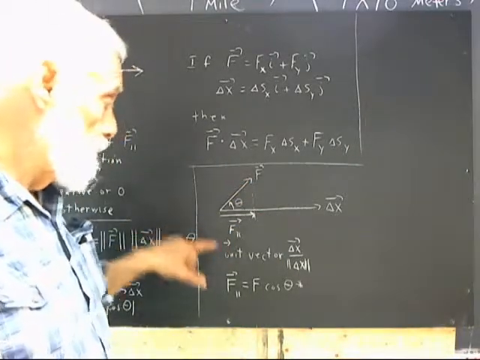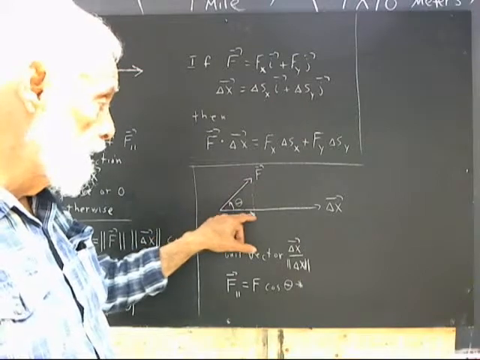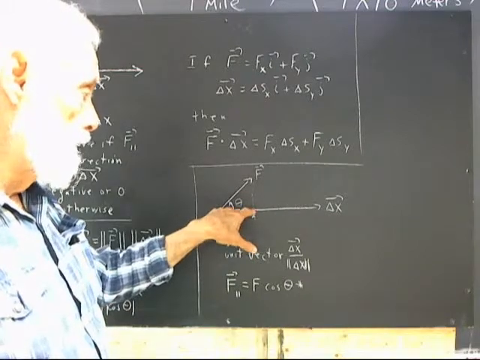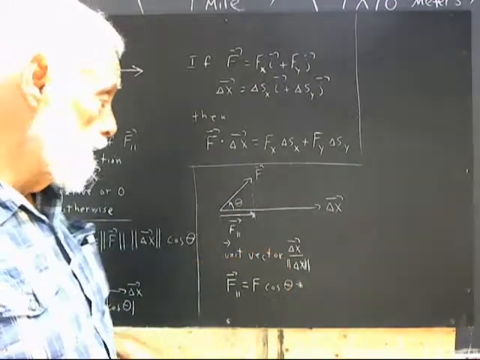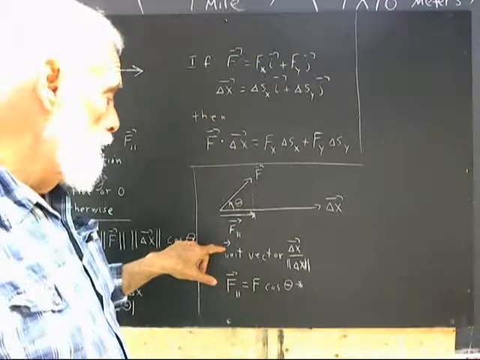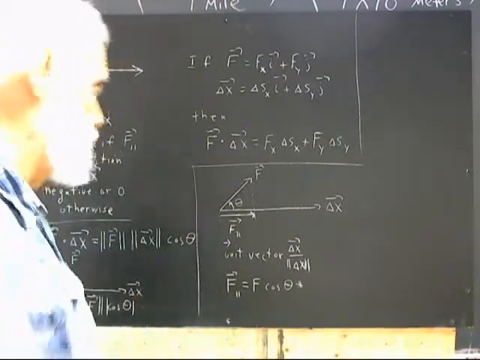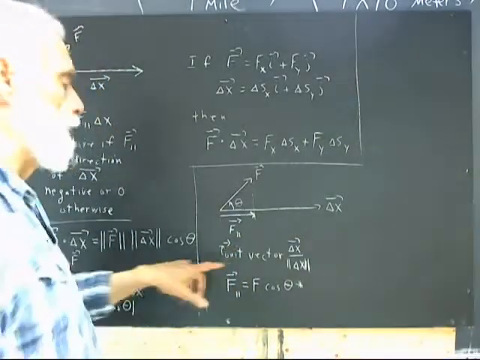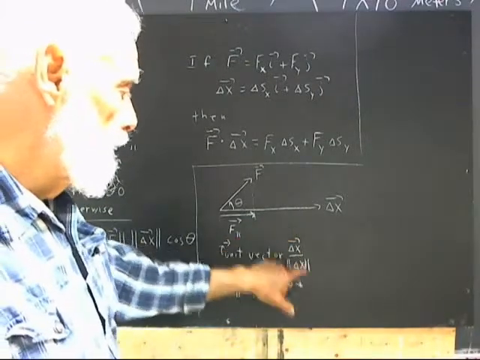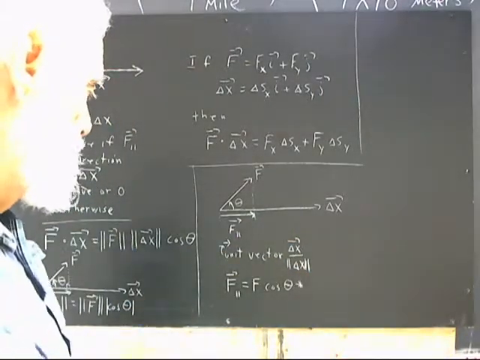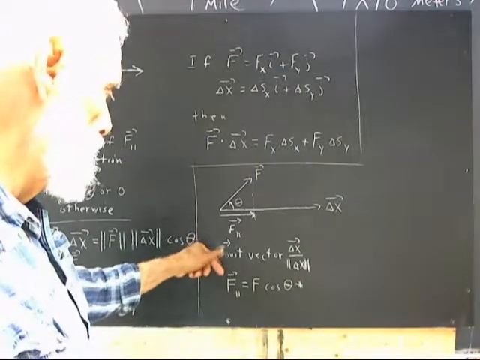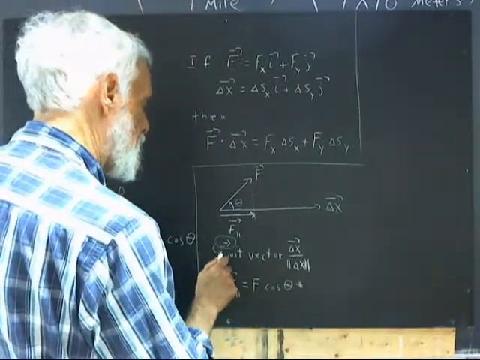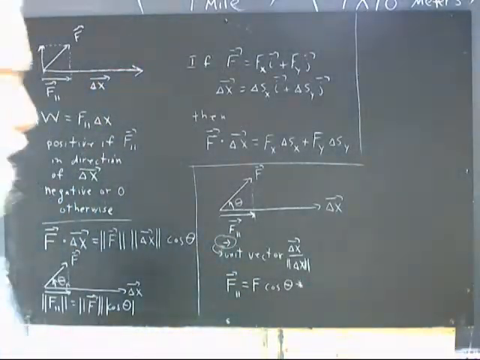So the same picture we had before: the vector F parallel is the vector whose magnitude is equal to this side of the triangle, the projection of F onto the direction of delta x. This little arrow here is what we call the unit vector, delta x over the magnitude of delta x.